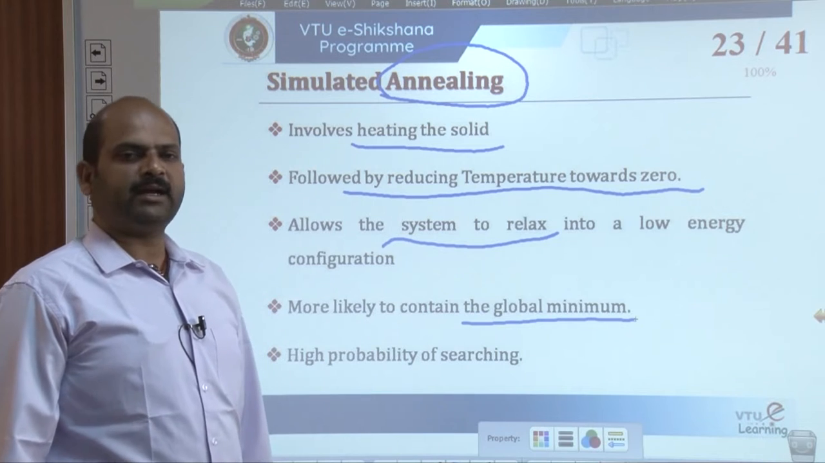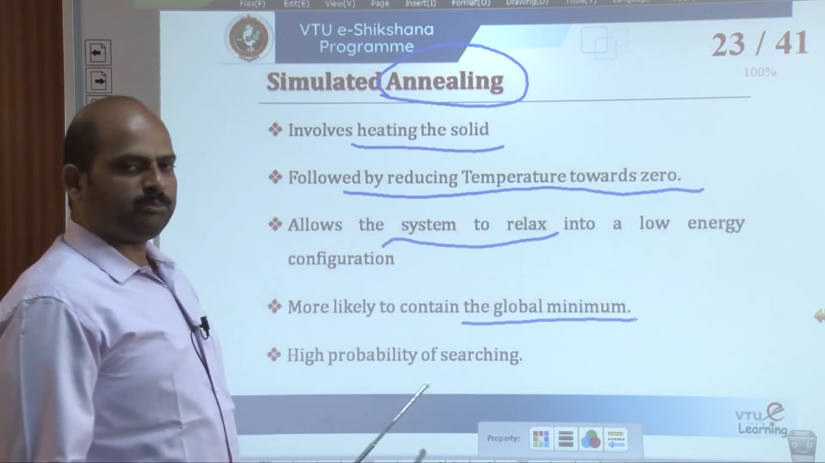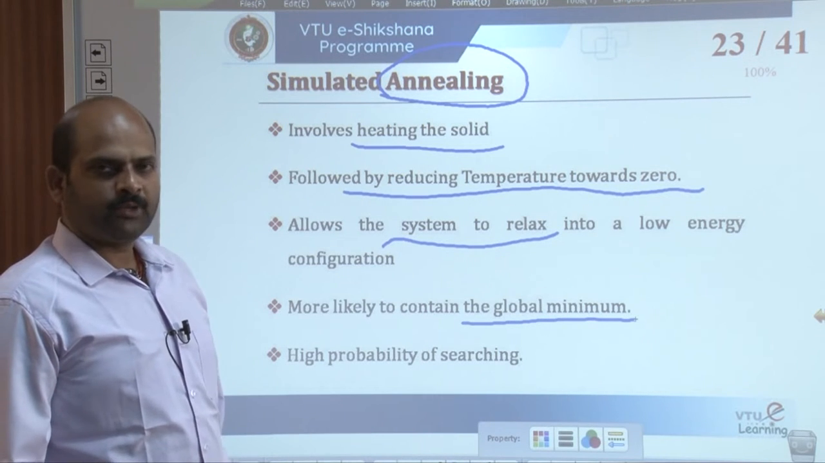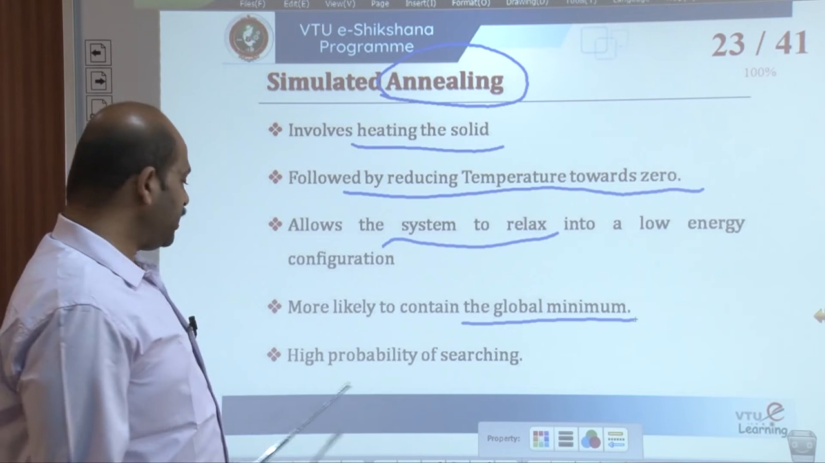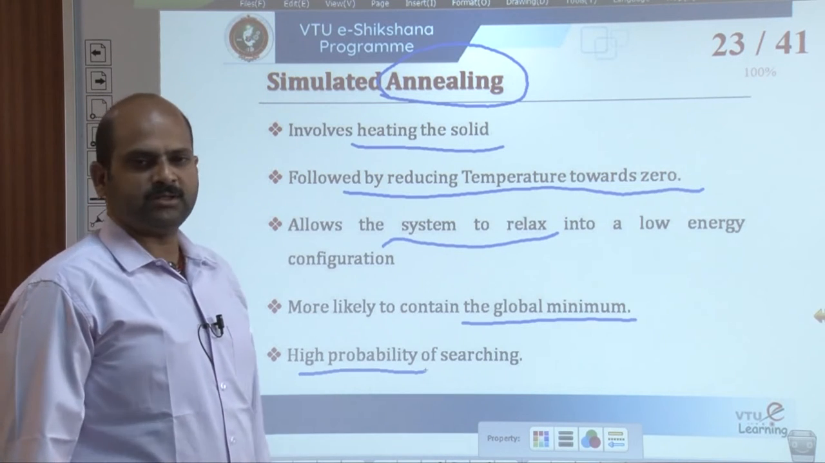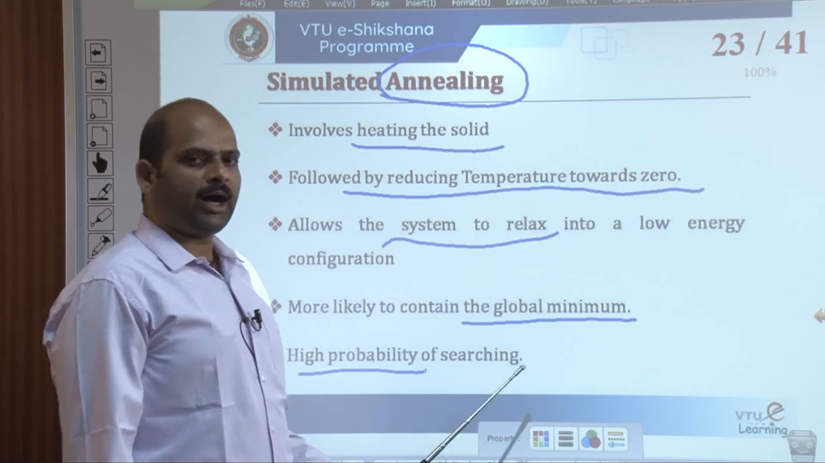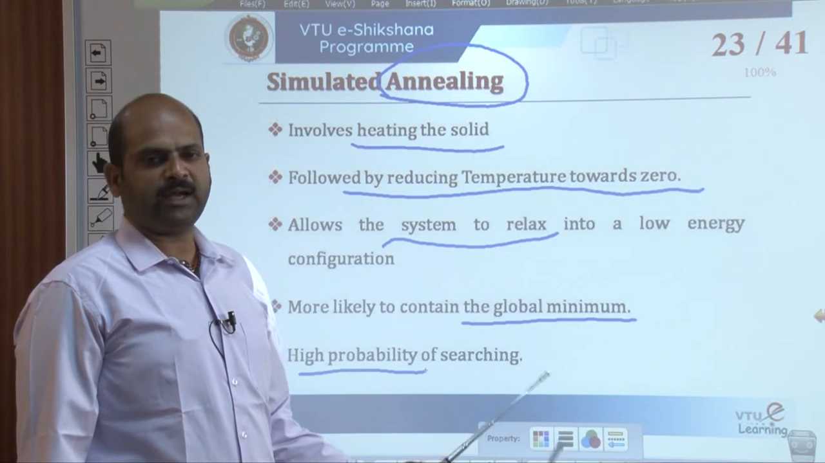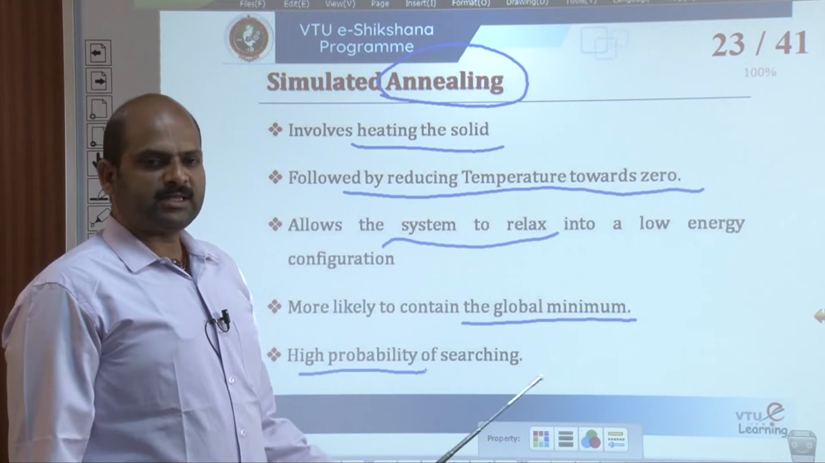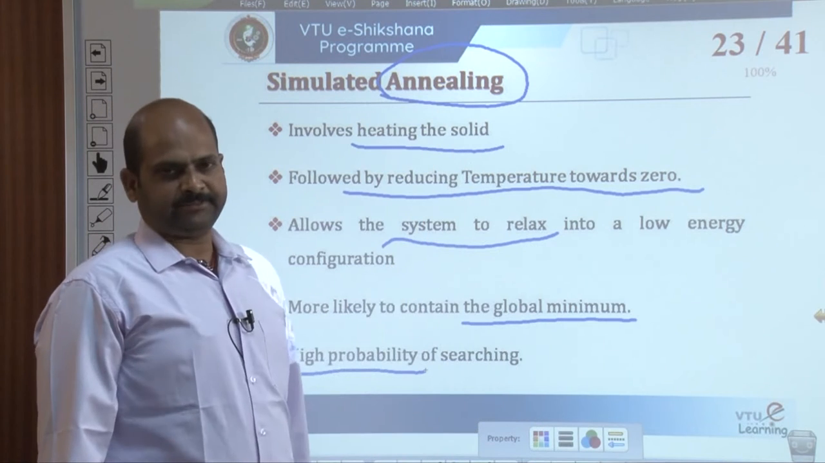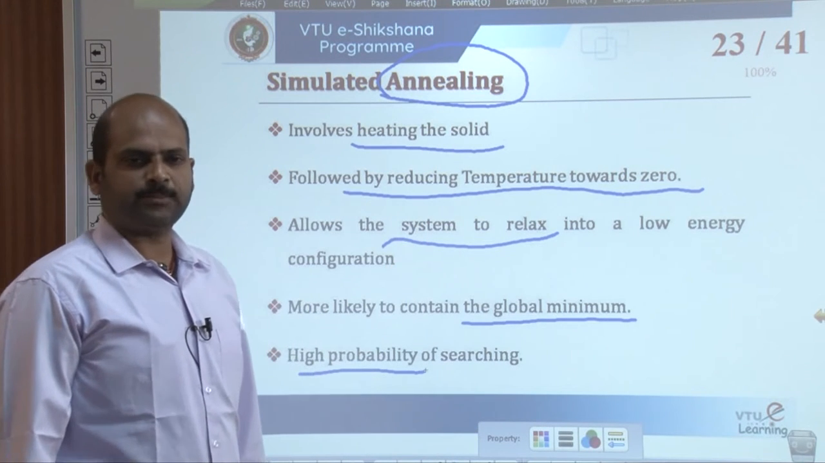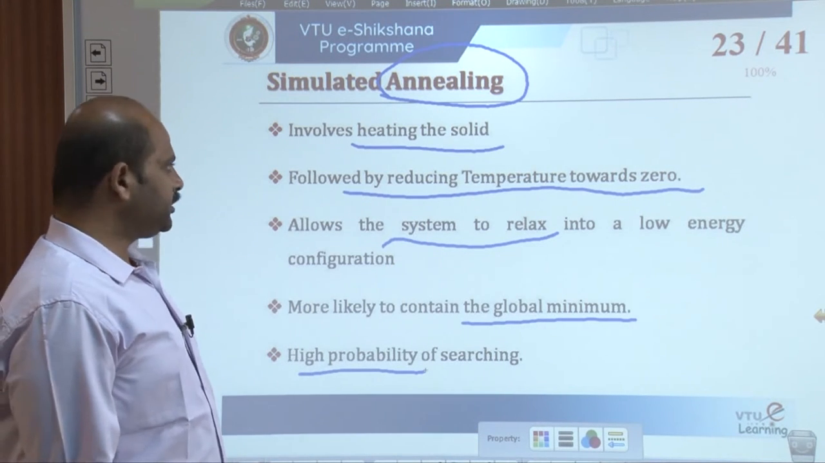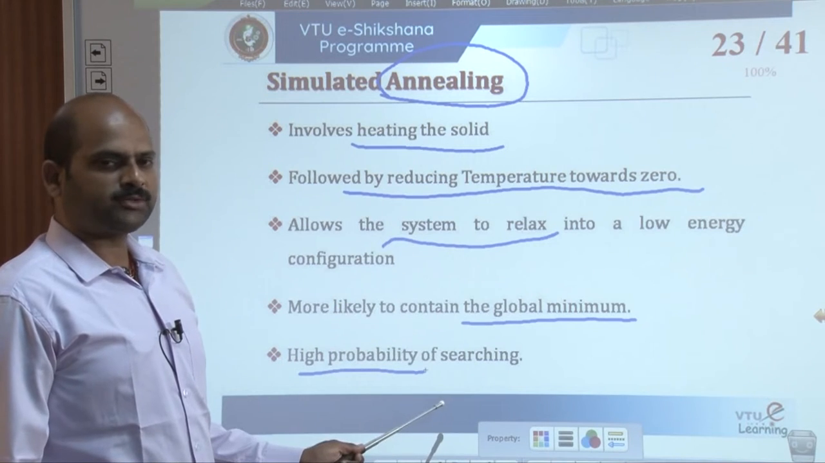Consequently, as the temperature gets lower, the system has a high probability of finding the optimal configuration. This is the process of annealing. I hope you understand this process of annealing.